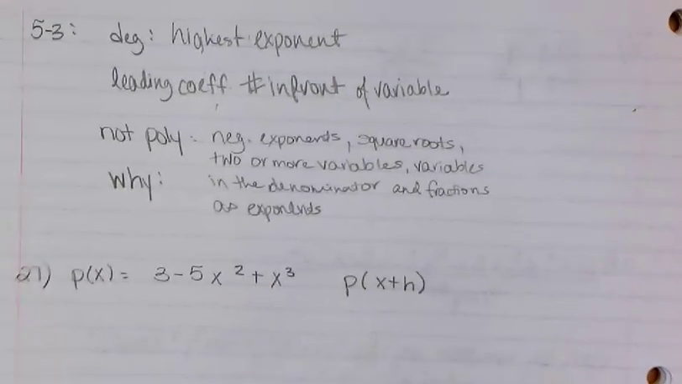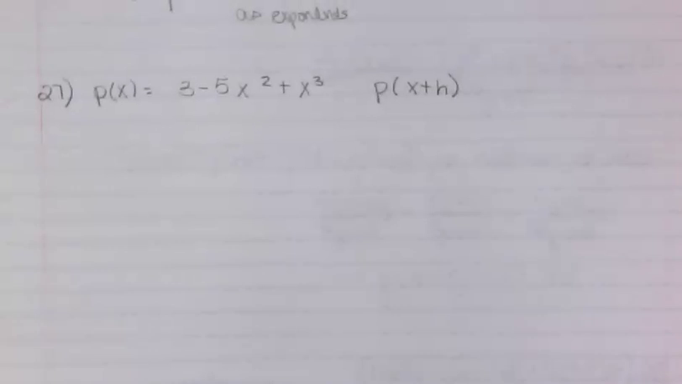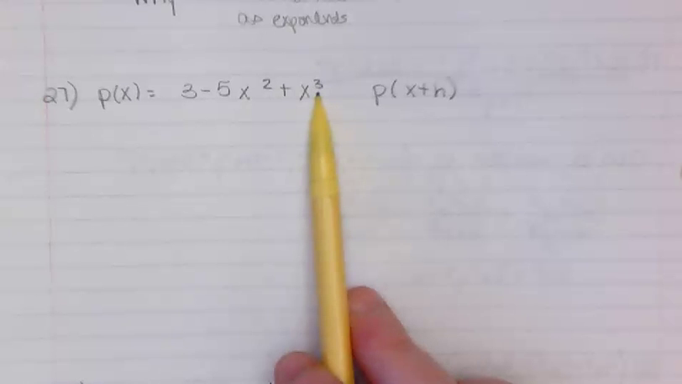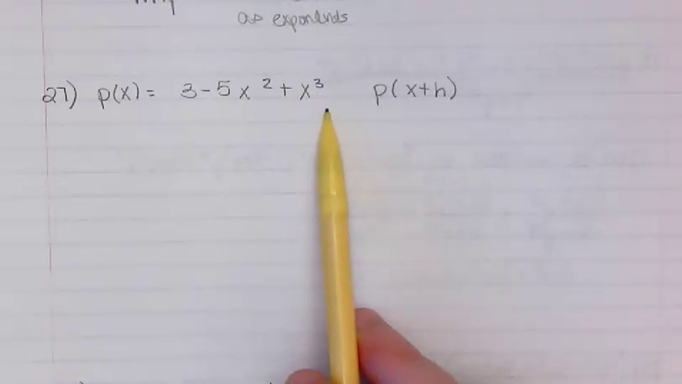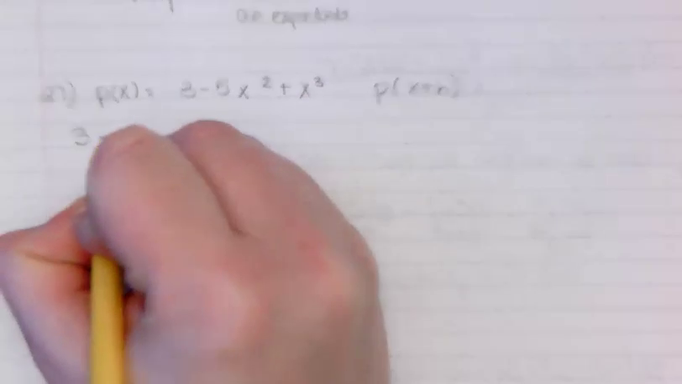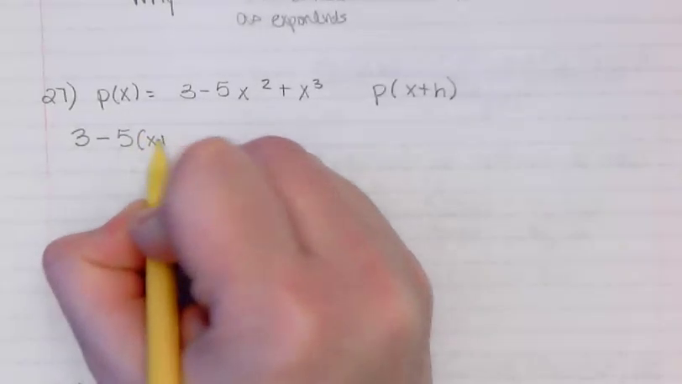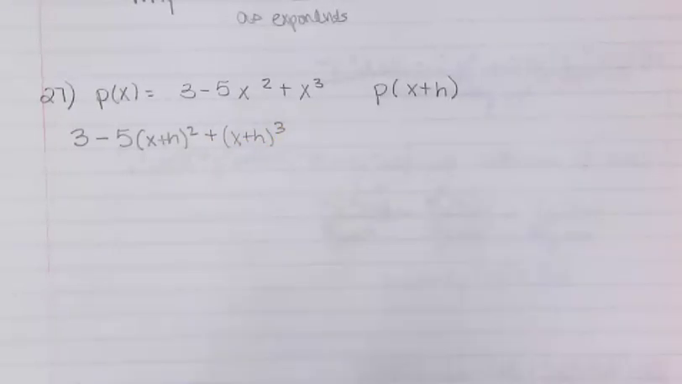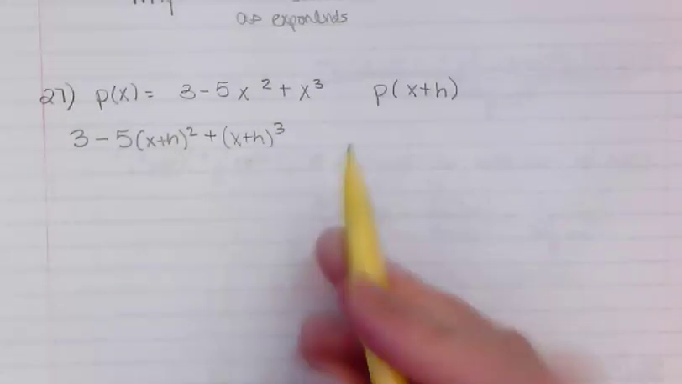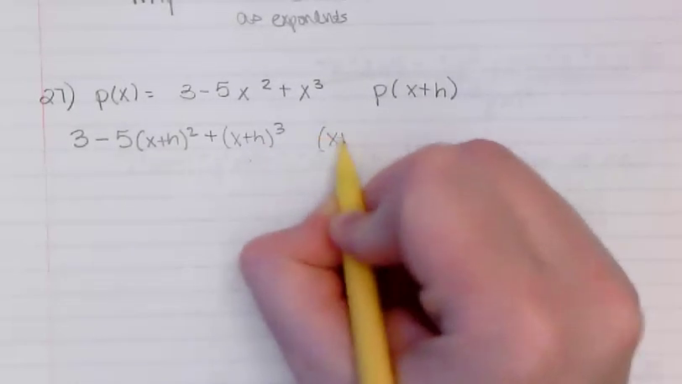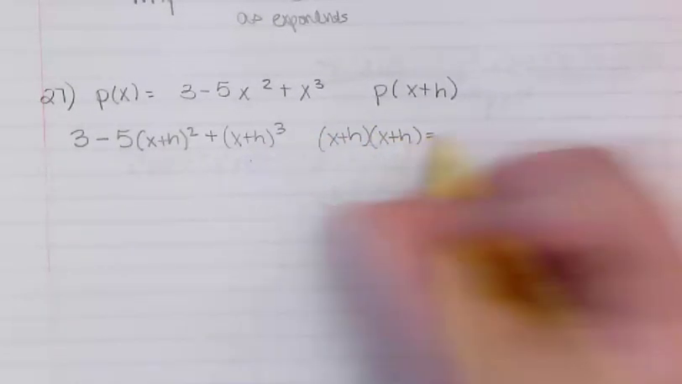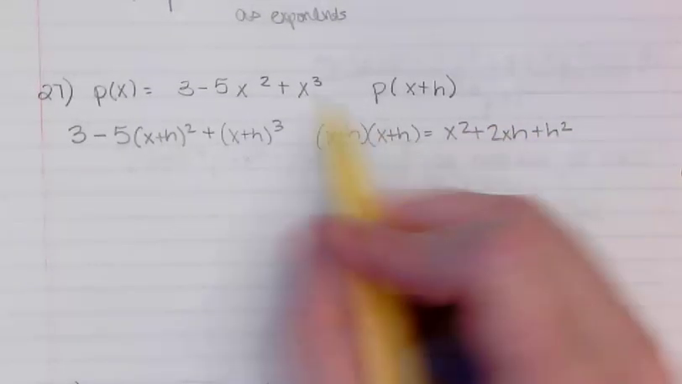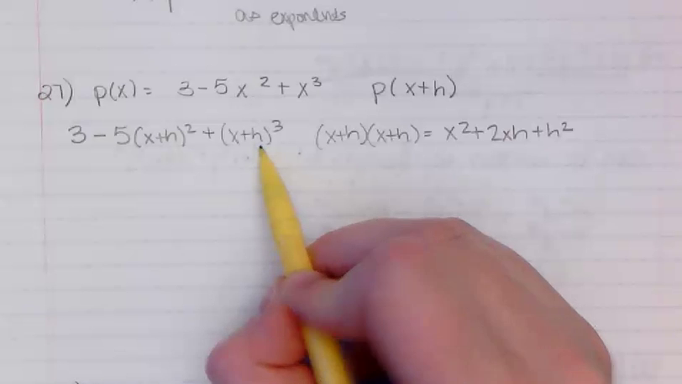The next one here, what we're looking for is when you plug in a polynomial or a monomial into something that's squared or cubed, you need to make sure that you actually do that function. So when we do this, 3 minus 5 times (x plus h) squared plus (x plus h) cubed. Now what you actually need to do is square this out and cube this out. So if I square it out, that's x plus h times x plus h, which equals x squared plus 2xh plus h squared. And to do the cubic, that's just doing one more set of these.